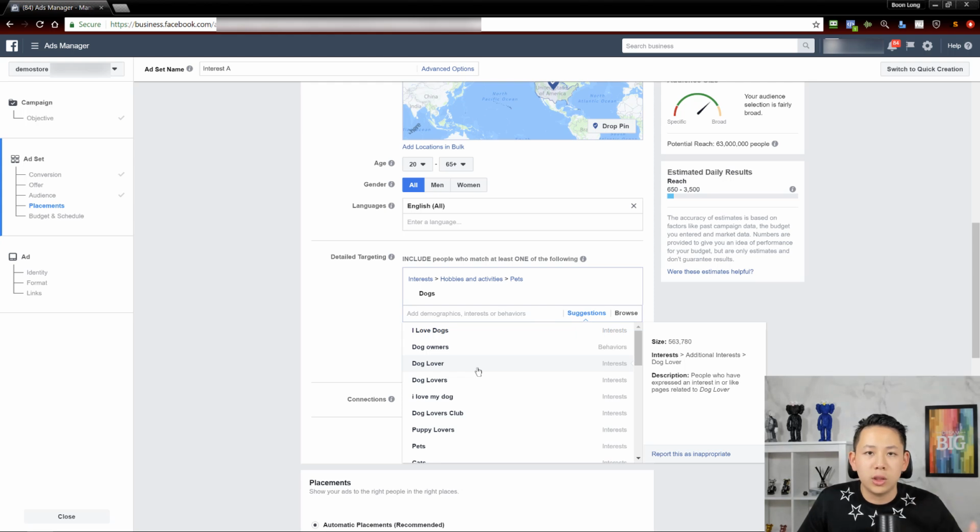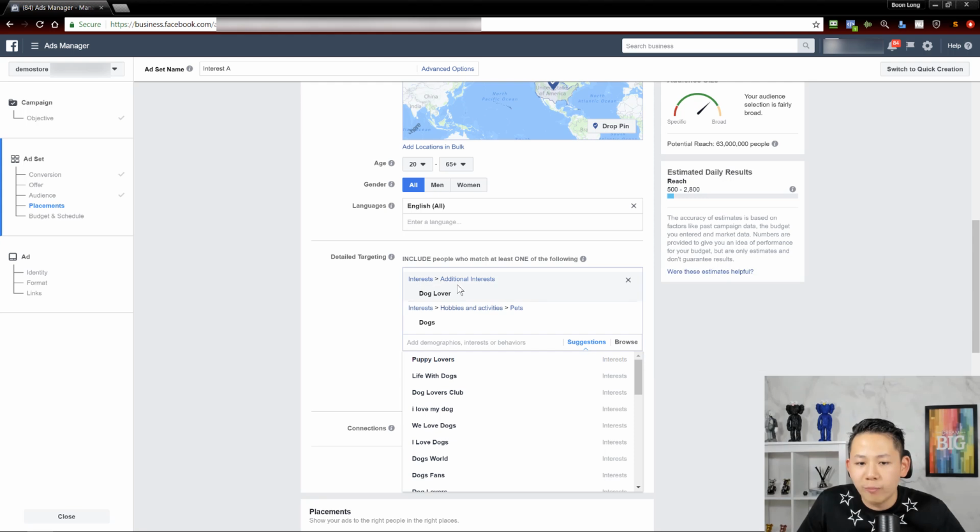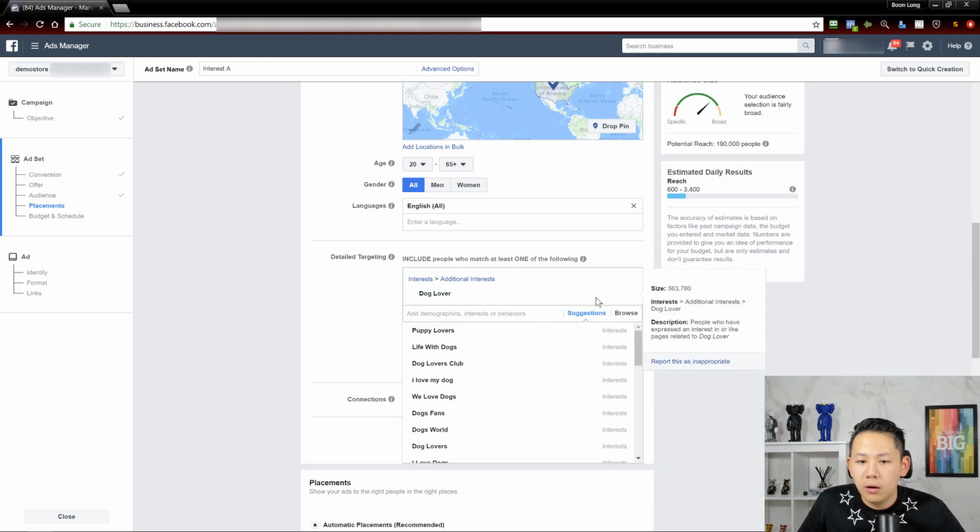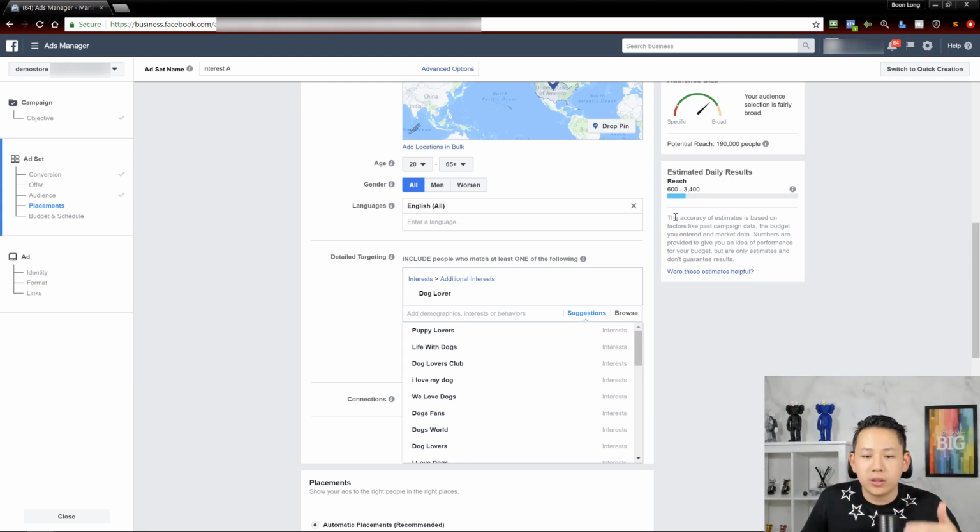Right away you see Facebook give you a lot of really good examples. If you searched for it yourself, maybe you wouldn't have found it. Remember that the size over here is worldwide, so let's say we're just targeting the US. Let's put in dog lover, and after you have put in dog lover, go ahead and remove dogs. Right away you get 190,000 people that are dog lovers in the United States. Generally we want this ad set to contain around 200,000 plus people. 190,000 is fine, plus or minus maybe 10,000, so it's good to go for this specific ad set.